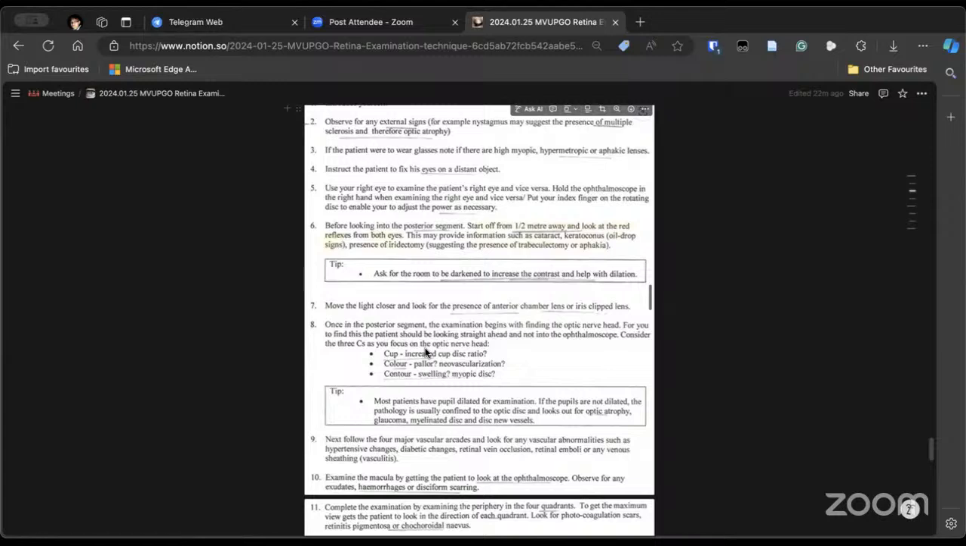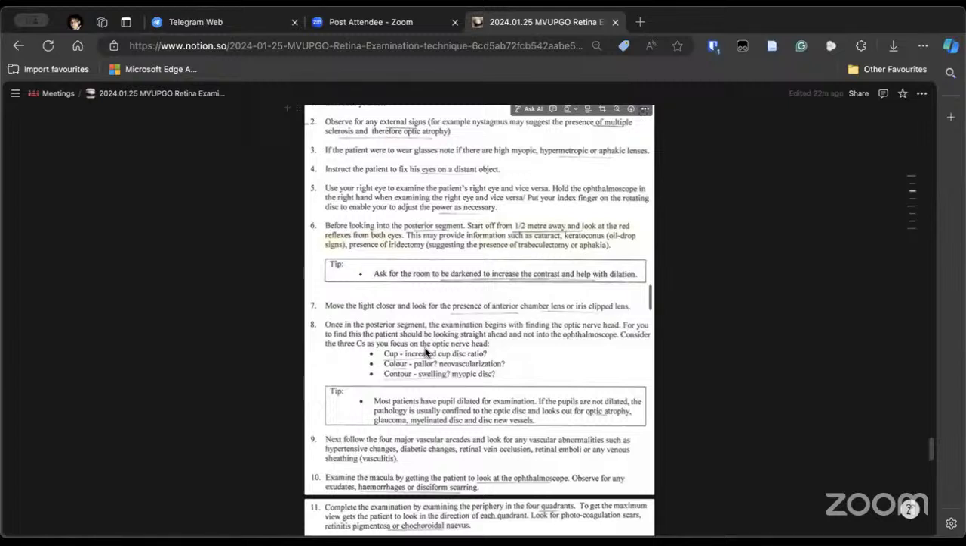What is the ISNT rule? The inferior is the thickest, then superior, then nasal, then temporal. It is violated in glaucoma. Yes, okay. And also you will look for any abnormal things like new vessels, etc. Definitely look for the disc. So this is important. And after you examine the disc, you will look at the vessels and go to the macula.